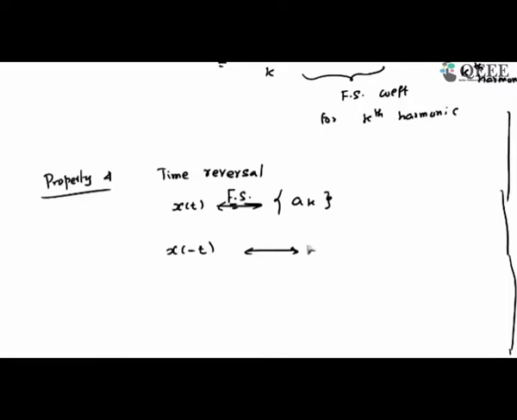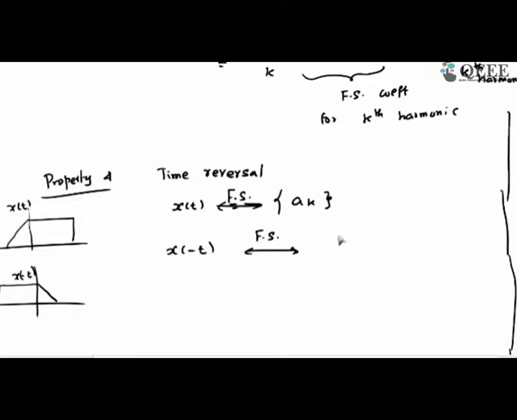Okay, so x of t is the original signal and x of minus t is the time reversed signal. So whatever happened on the positive side will happen on the negative side, and negative side will go to the positive side. So, this is the time reversal. So, for instance, let us say x of t looks like this. Now, x of minus t will look like this. It will get reversed. So, whatever was on the positive side, it will go to the negative side, and whatever is on the negative side will come to the positive side.